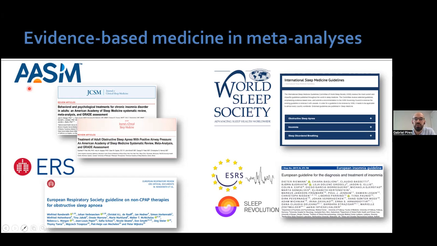They call it the clinical standards guidelines. The European Respiratory Society also has a very nice policy for that. The ESRS, our European Sleep Research Society, also has very nice systematic reviews being published. The policies are not as structured as the other ones, but the results are as important. The World Sleep Society doesn't publish its own guidelines and consensuses, but it supports the guidelines from other researchers, so from other societies.